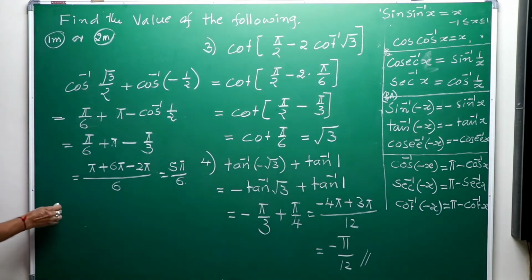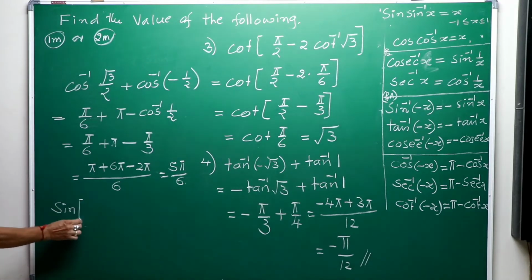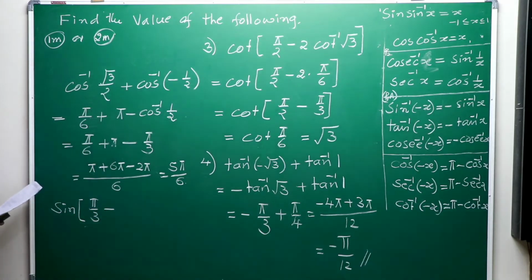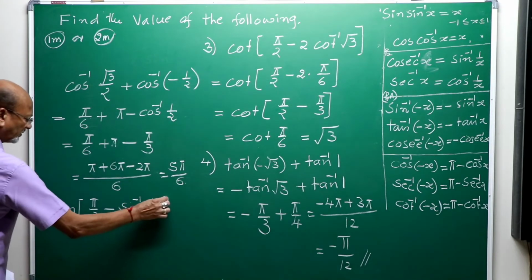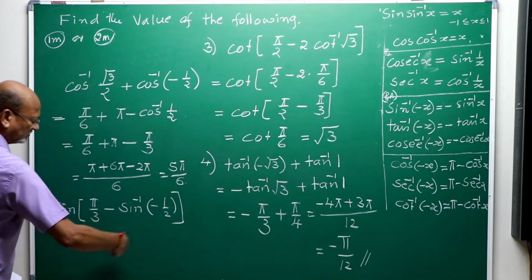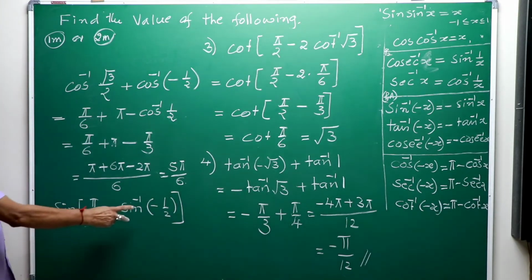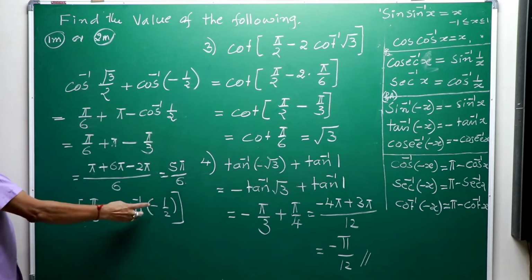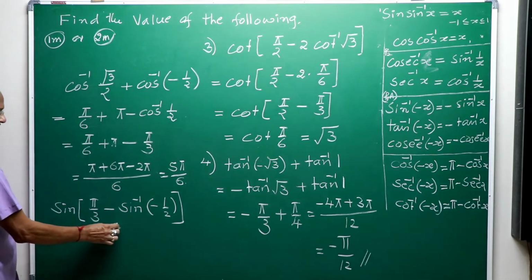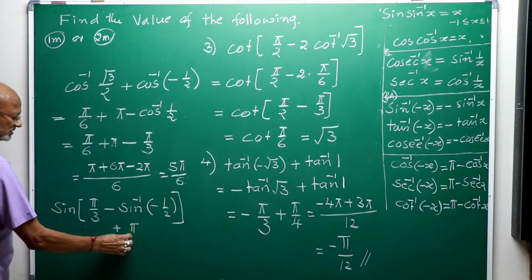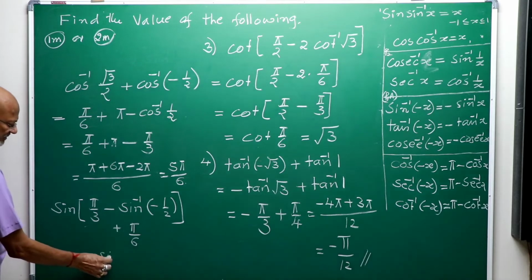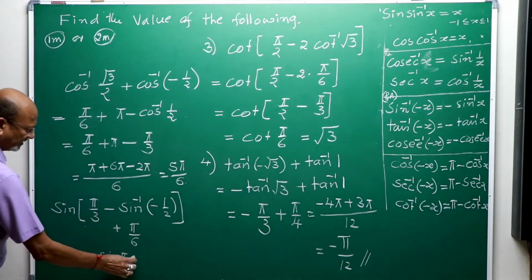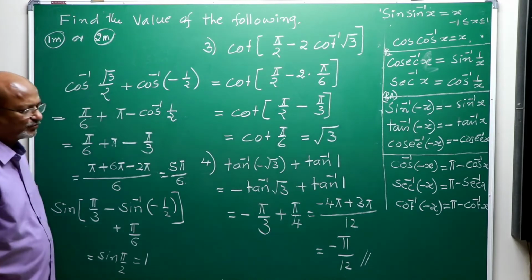Find the value. This is sine of pi by 3 minus sine inverse minus 1 by 2. Minus 1 by 2. My friend, by making use of that, minus with minus is what? It becomes plus. 1 by 2 means it is what? 30 degrees. 60 plus 30, it becomes sine 90. What is sine 90, my friend? 1. Sine 90 is 1.